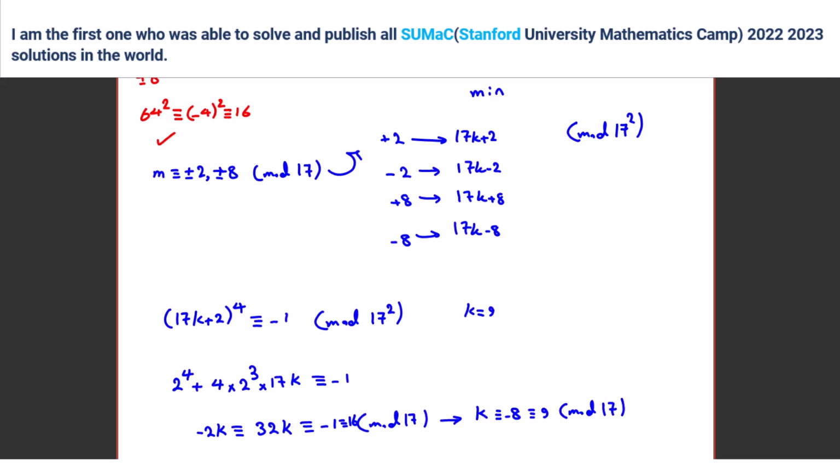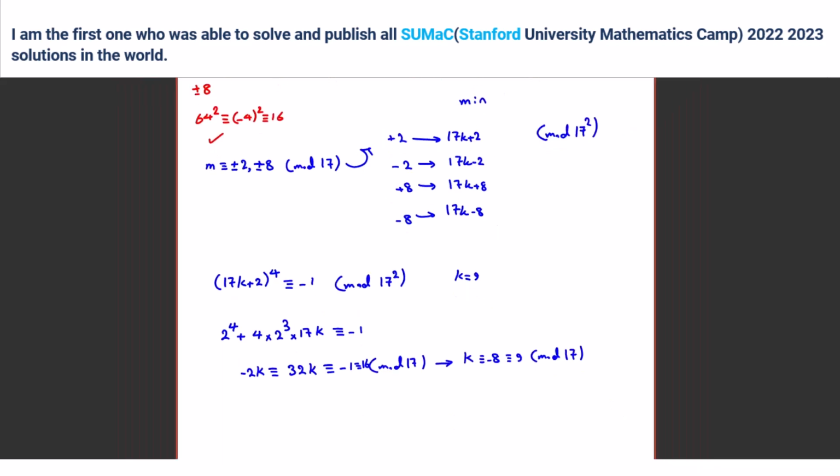Exactly. What about 17k minus 2? Got 8. K is 8. For 17k plus 8, k is what? 8k, that's 6. For 17k minus 8? 11. So it seems this one is better, right? So 110, right?